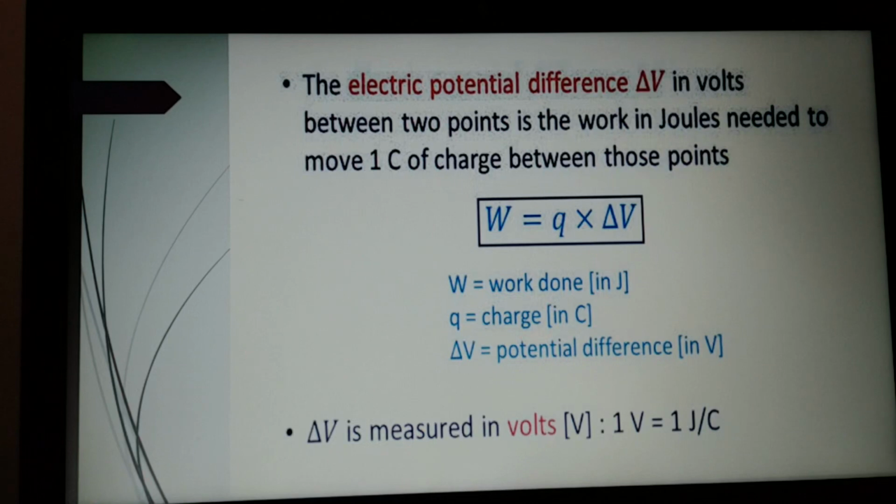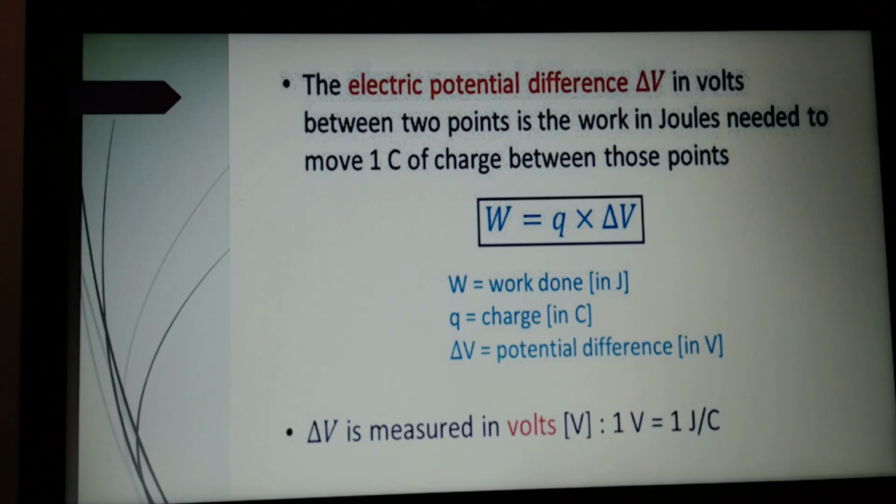And how can you define 1 volt? 1 volt is equal to 1 joule per 1 coulomb. What is 1 volt? If to move 1 coulomb of charge between 2 points, 1 joule of work is required, then the potential difference between those 2 points is 1 volt. Is it clear? If you are moving 1 coulomb of charge between 2 points, and for that 1 joule of work is required, then the potential difference between those 2 points is measured as 1 volt. That is the definition for 1 volt.